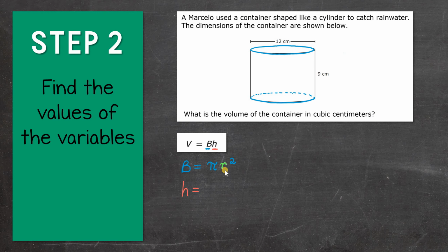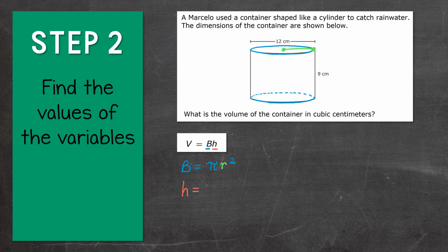Alright, so this is telling us we need to replace r. What does r represent again? Just like before, r is the radius. So let's see, did they give us the radius? No, of course not. Okay, so we have to do some work. We have the diameter. How do we find the radius?